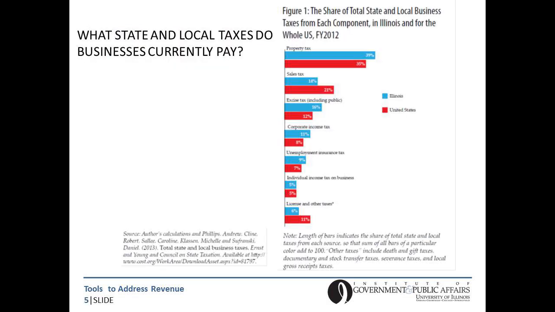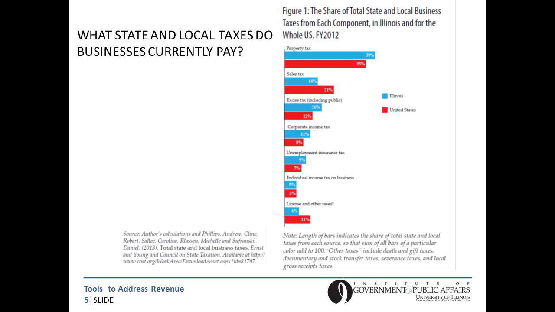Okay. What state and local taxes do businesses currently pay? And this is where I think there's a real difference in the views of people who are well informed about this topic and the general public, and to some extent even legislators. The biggest tax that businesses remit by far, state and local tax, is the property tax. Here you see figures from a study done by the consulting firm Ernst & Young for the Council on State Taxation. It shows figures for Illinois and for the nation as a whole. In Illinois, nearly 40% of the business taxes paid are from the property tax.